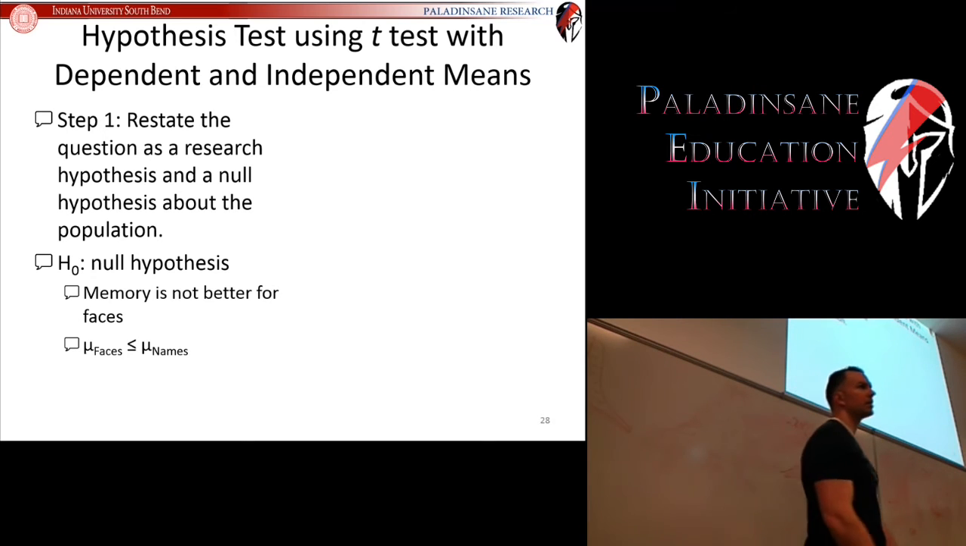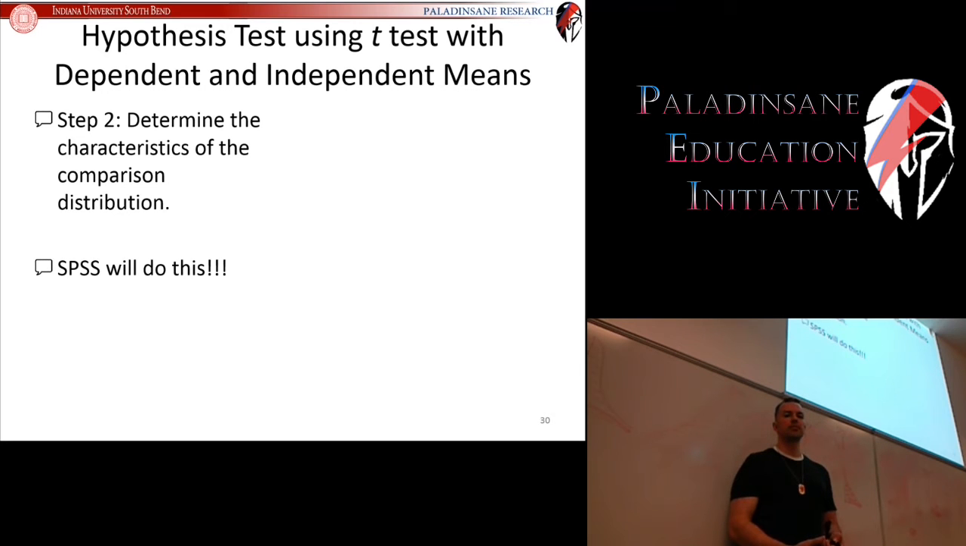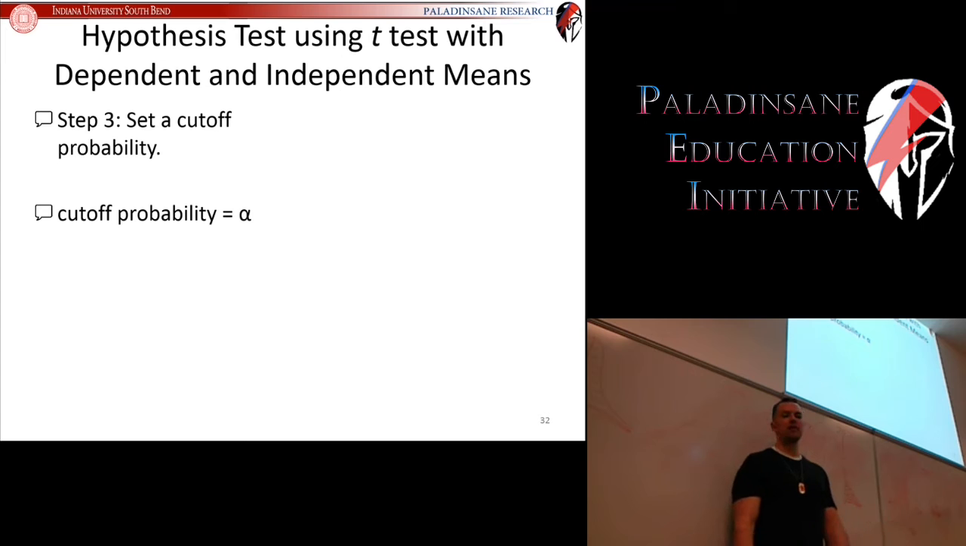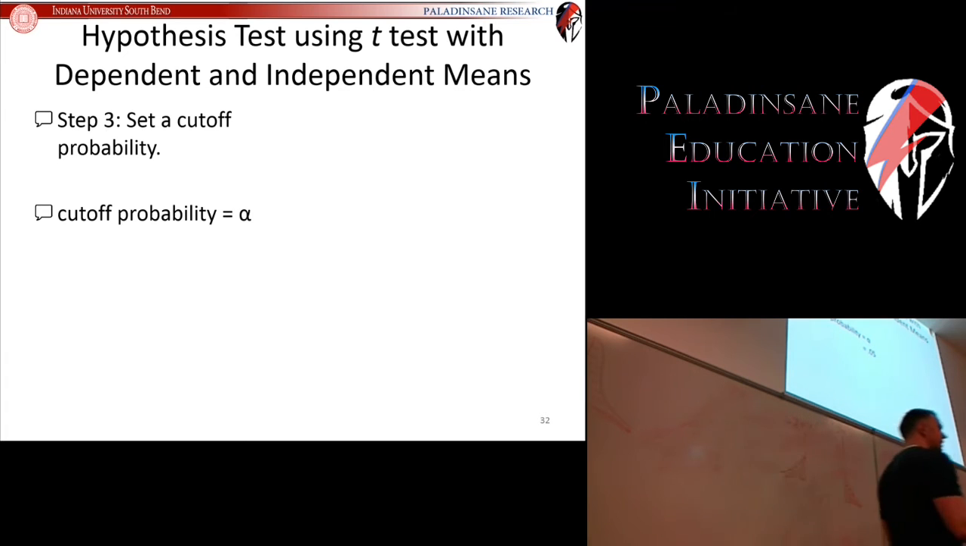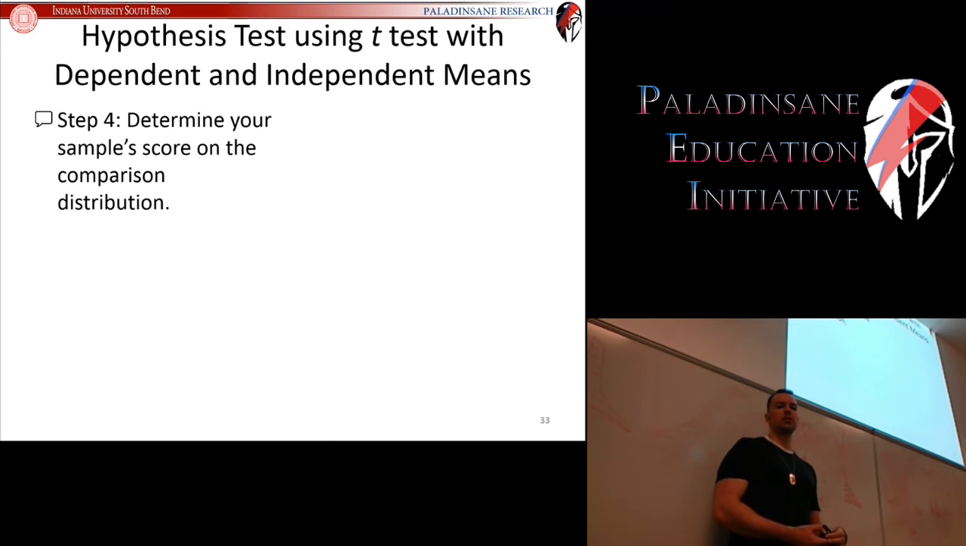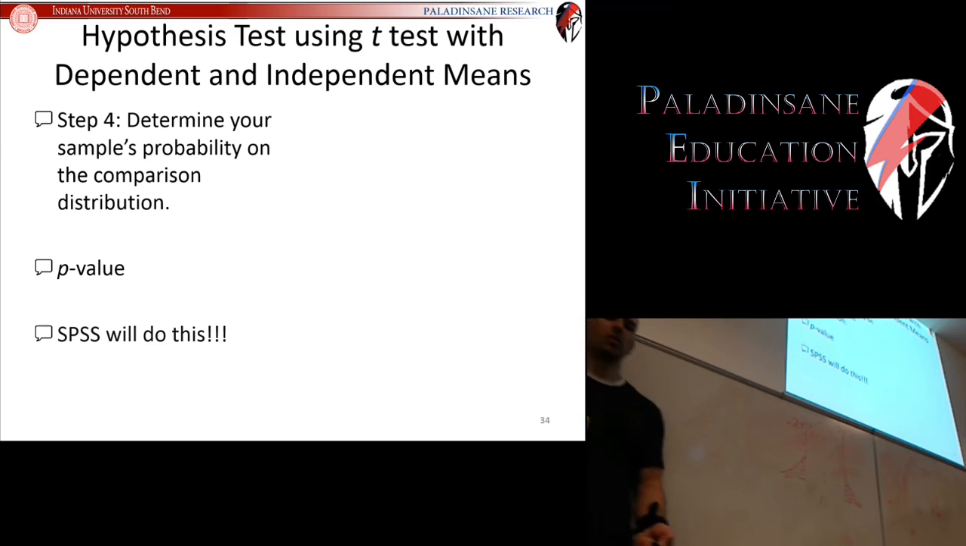Step 2, determine the characteristics of the comparison distribution. SPSS is going to do this for us. Step 3, set a cutoff probability. We have a one-tailed test with a cutoff probability of alpha. So it is a one-tailed test with an alpha of 0.05. So our cutoff probability is 0.05. We need to determine our sample score on the comparison distribution. We are changing this to determining your sample's probability on the comparison distribution. That's the p-value, and SPSS will do that as well.